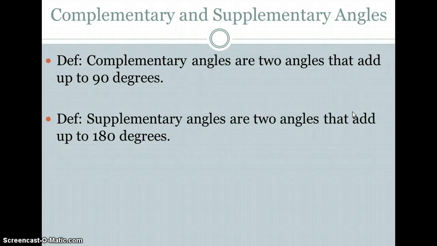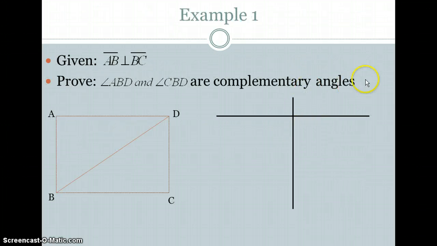Supplementary angles are very similar in the fact that they're going to add up to a specific number, but instead of adding up to 90 degrees, they're going to add up to 180. So instead of forming right angles, they're going to form straight angles. So let's start off with our proof.